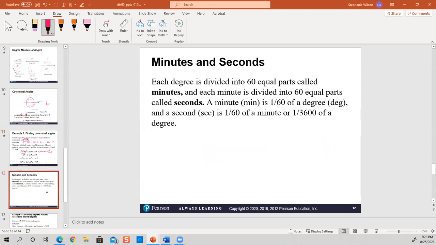Okay, so minutes and seconds. Each degree is divided into 60 equal parts called minutes, and each minute is divided into 60 equal parts called seconds. A minute is 1/60th of a degree, and a second is 1/60th of a minute, or we can say 1/3600th of a degree. We're going to work out some examples in just a little bit, once I get through the PowerPoint. I'm just introducing the section right quick.